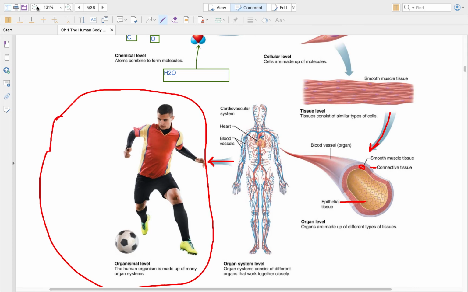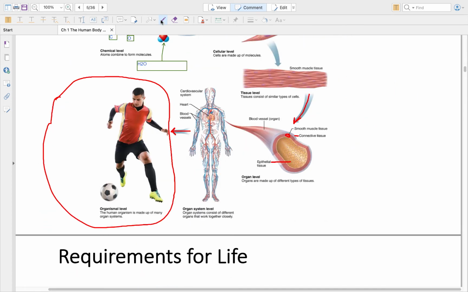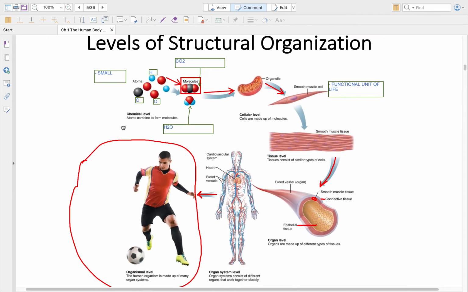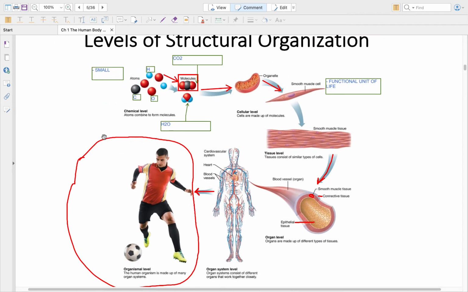Okay, this is pretty straightforward. This is just structural, the levels of structural organization, okay? So atoms make up molecules, molecules make up organelles, organelles make up cells, cells that have the same function make up tissue, tissue that has the same function makes up our organs, organs that share the same function make up your organ systems. All of your organ systems make up you, or make up the organism, which is the human body.